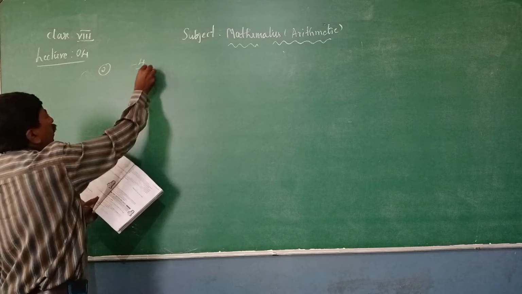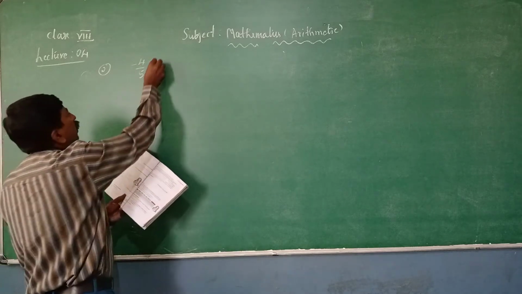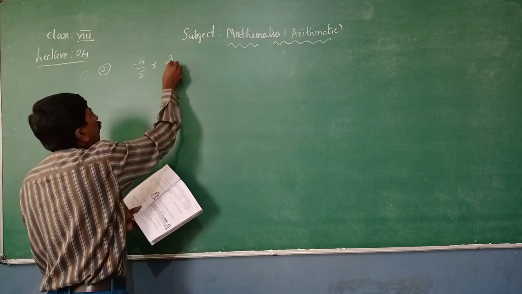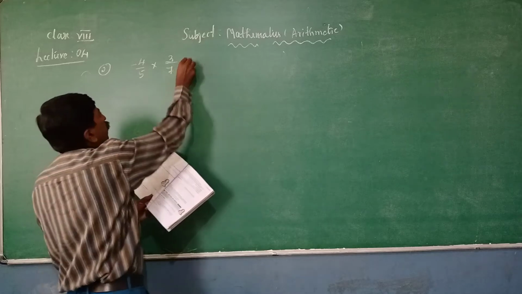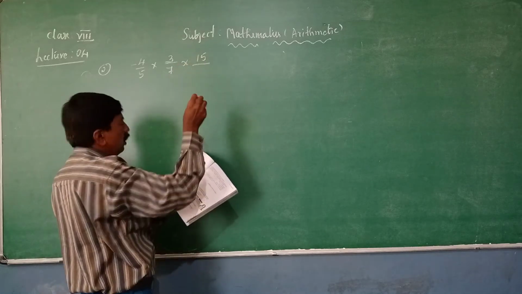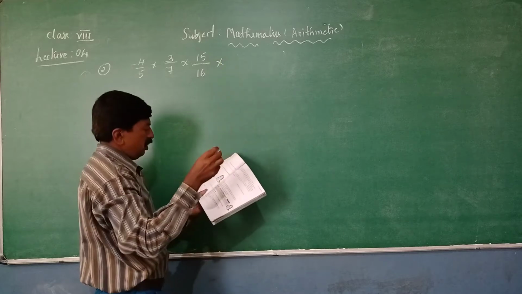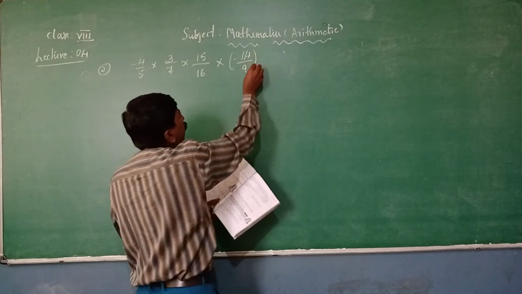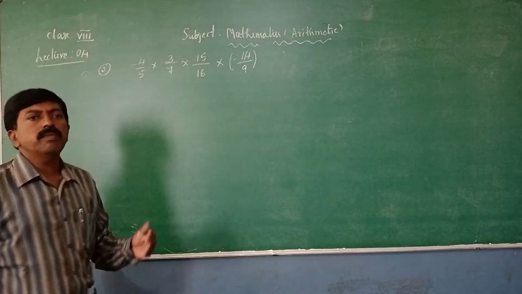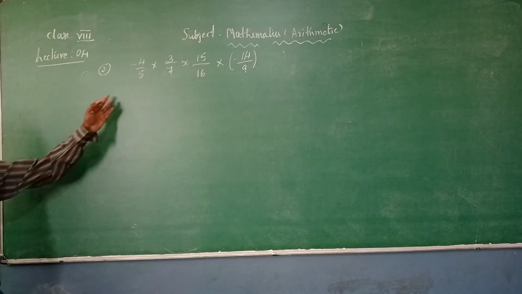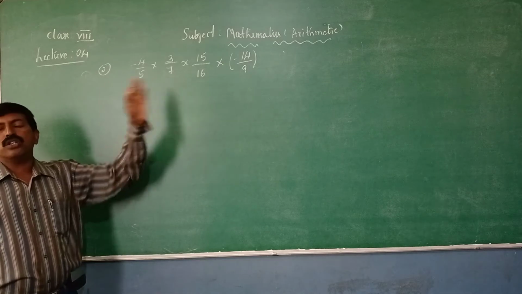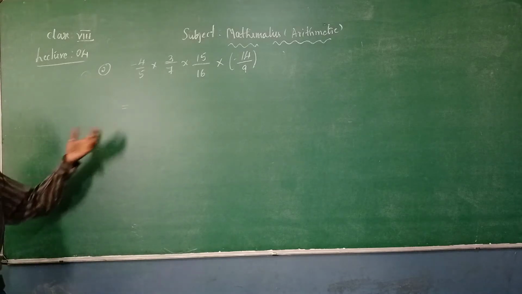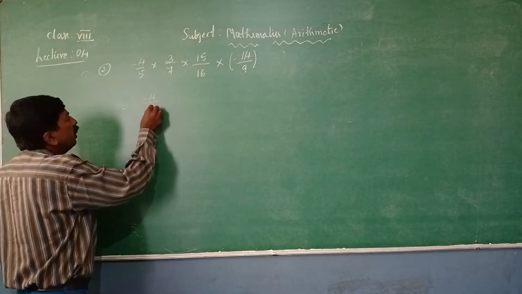Minus 4 by 5 into 3 by 7 into 15 by 16 into minus 14 by 9. Now, in the previous one they were given the sum of rational numbers, but here they are given the product of the rational numbers. When products are given, make them into prime factors for both numerator and denominator.